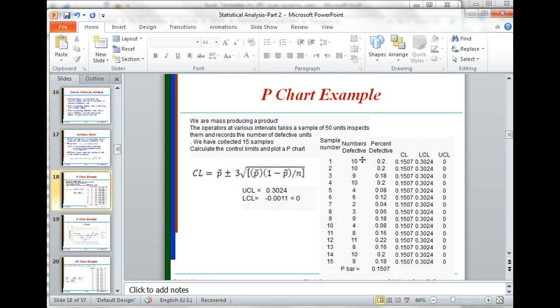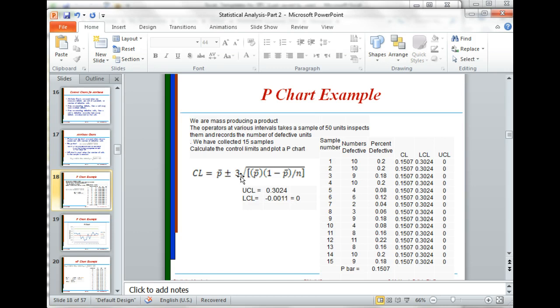The first one had 10 defective. The second one also had 10 of the 50 defective. The third one had 9, the fifth one had 4, and so forth. So I've got 15 samples. If I take the ratio of 10 over 50, I've got the percent defective, which is 0.2, 0.2, 0.18, and so forth. My P bar is then the average of this percent defective. That's 0.1507.